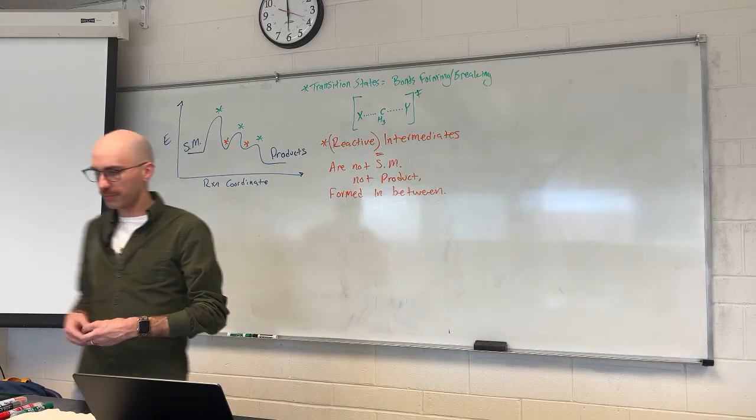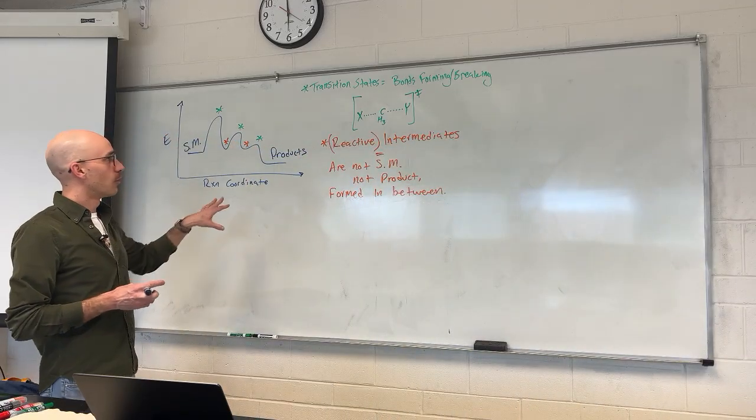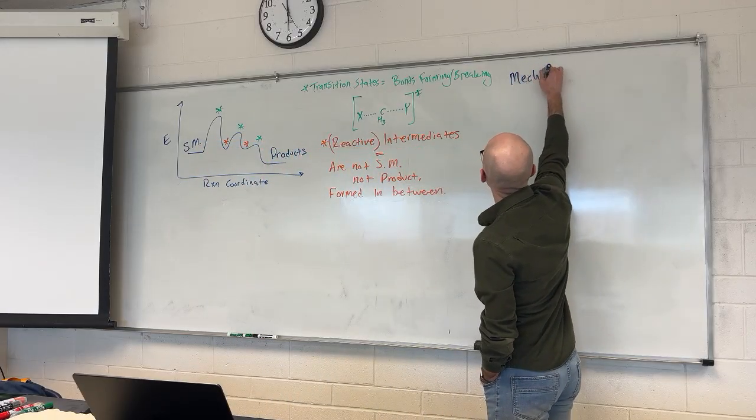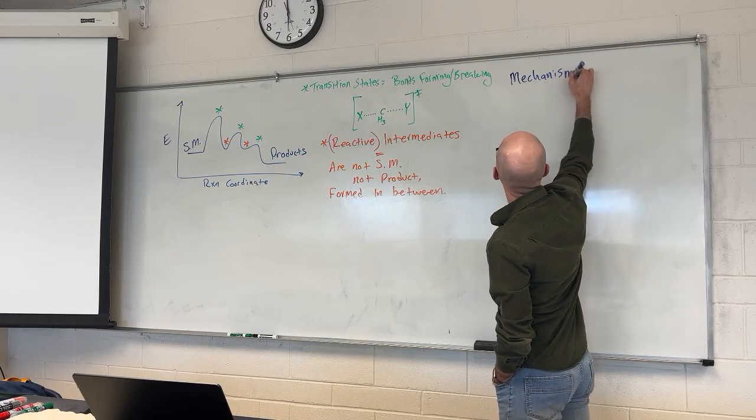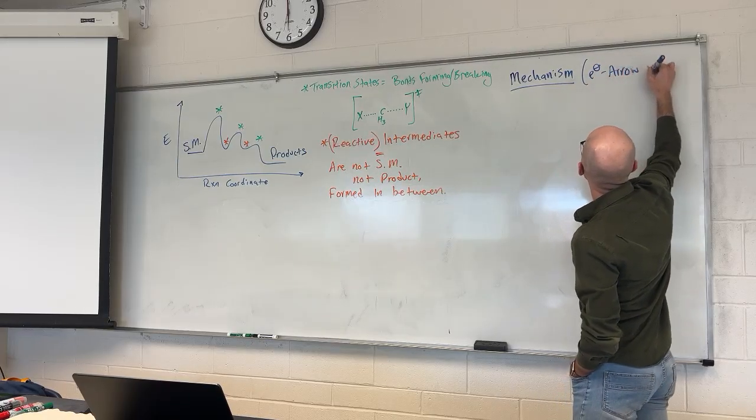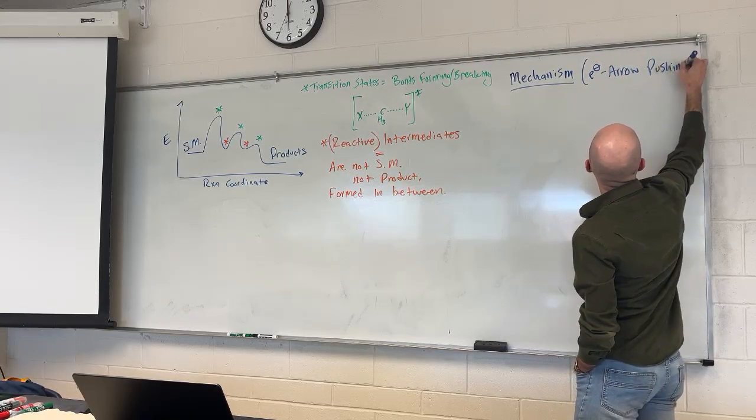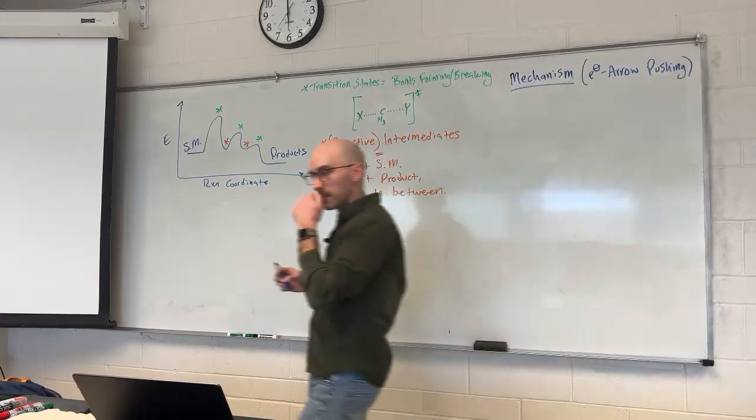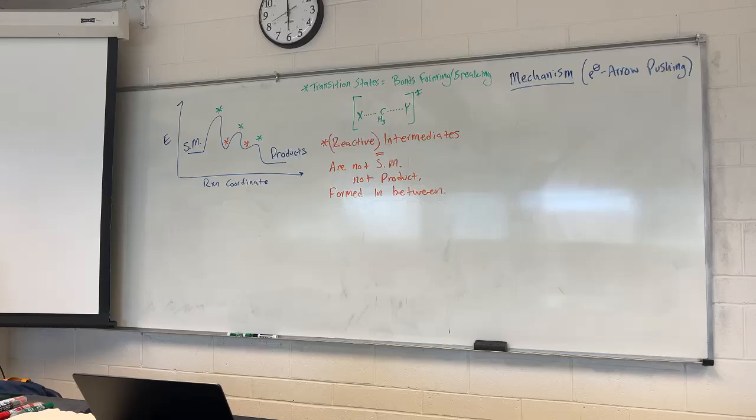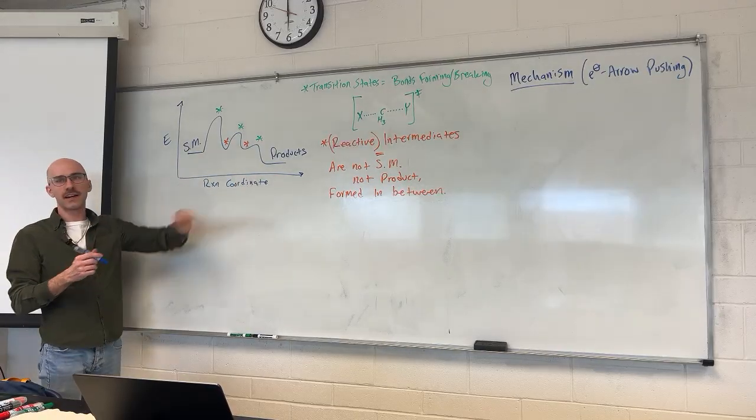This is that overview. Now, we add to this the mechanism. Sometimes this is referred to as the electron arrow pushing mechanism. We'll add to this. This we call the reaction coordinate diagram.